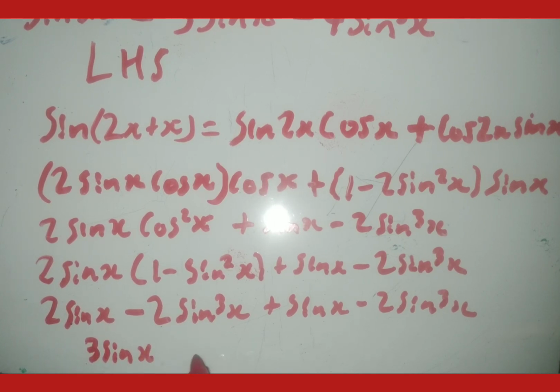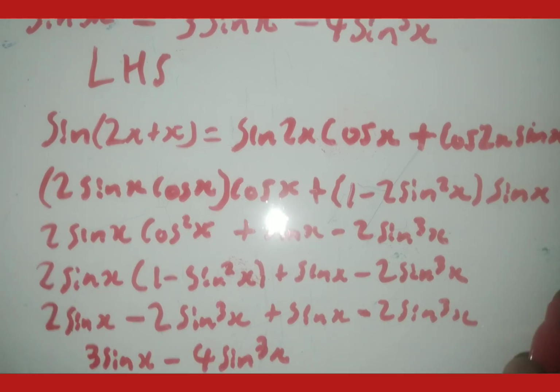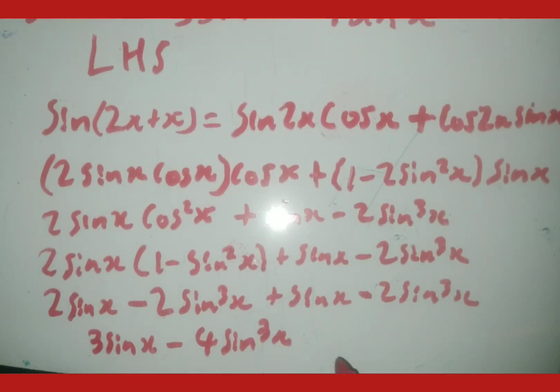And then also when you look at this stuff, minus 2 sine cubed minus 2 sine cubed is just like minus 2x minus 2x, which is minus 4x. So therefore it will be minus 4 sine cubed x. And then we have it just the same as the right hand side. So then we can say equals to right hand side, and we're done.